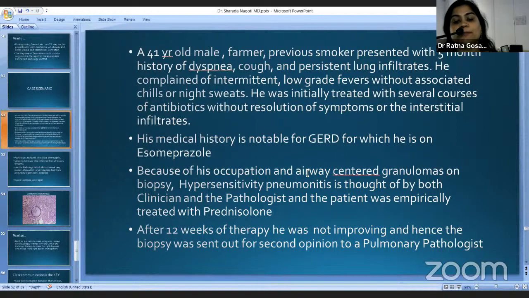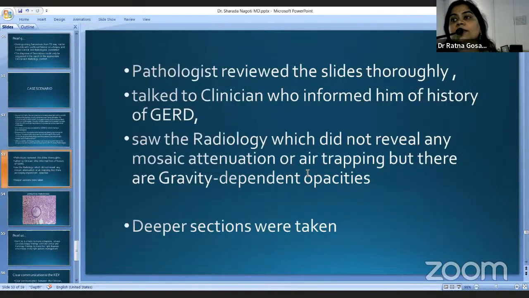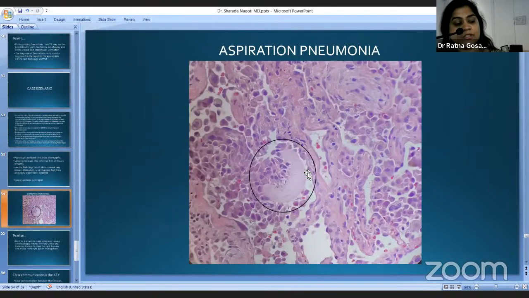So then the pathologist reviews the slides thoroughly and talks to the clinician. The clinician informs him about the history of gastroesophageal reflux disease. He sees the radiology. Radiology did not reveal any mosaic attenuation or air trapping, which are actually the features of HP. So there are no features of HP, but there are gravity-dependent opacities. So deeper sections were taken. And this is what the deeper section revealed.